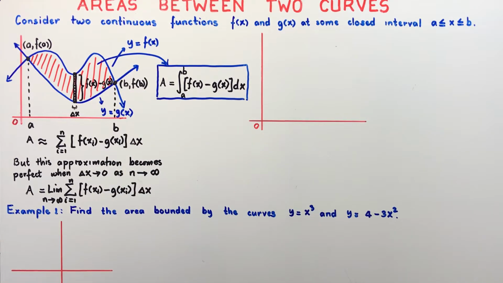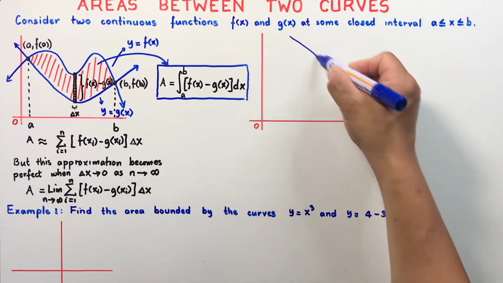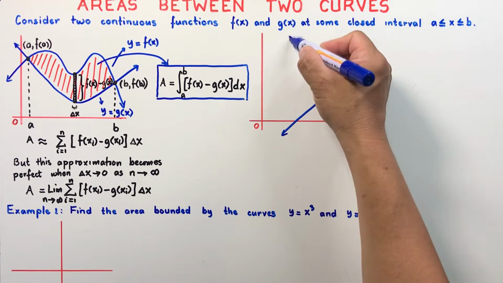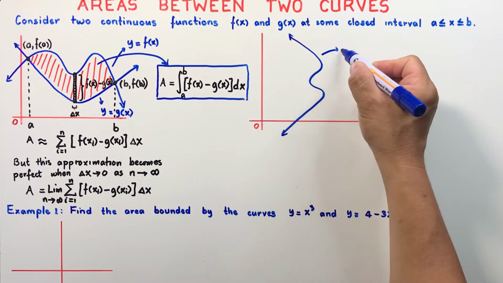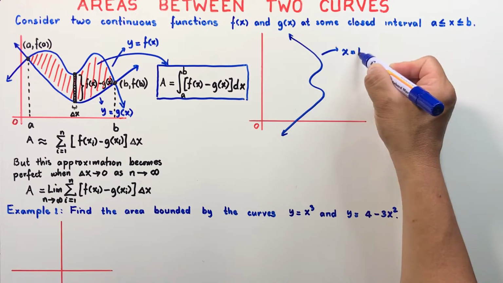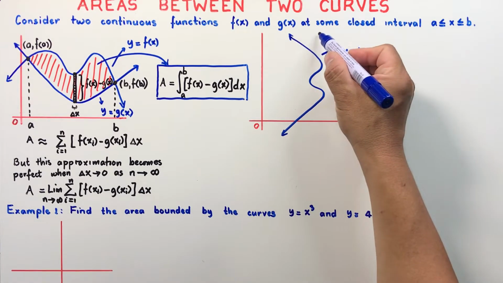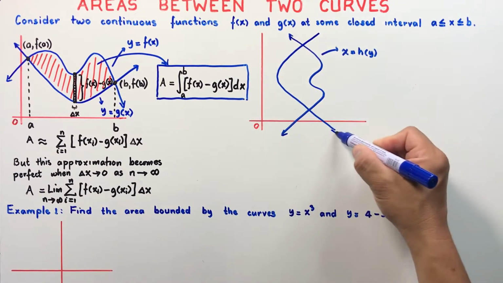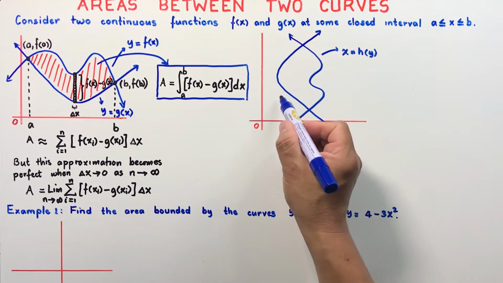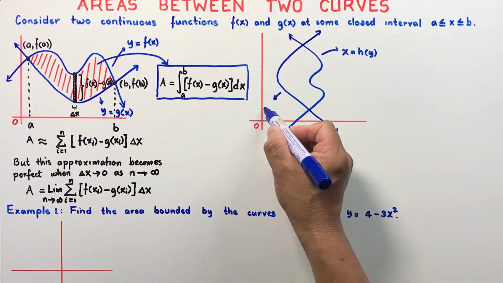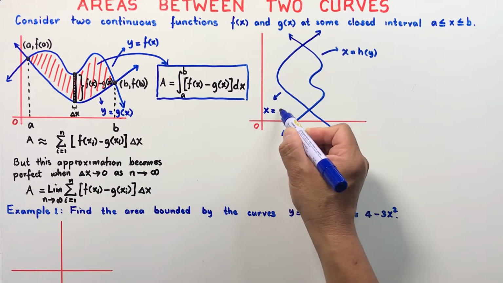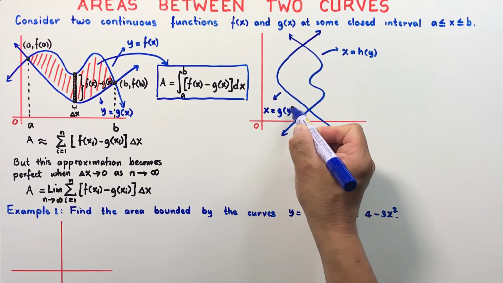Now, what if the given function is not a function of x, but a function of y? So, suppose this is the graph of the function, which is a function of y, say h of y. And there is also another function, say this one, which is defined by the equation x equals g of y.